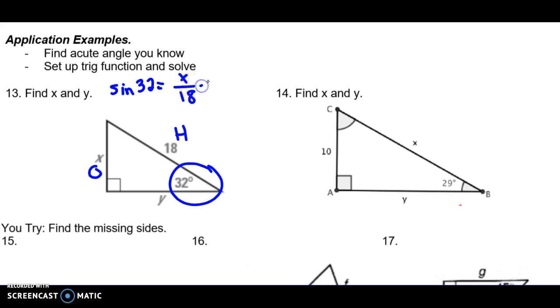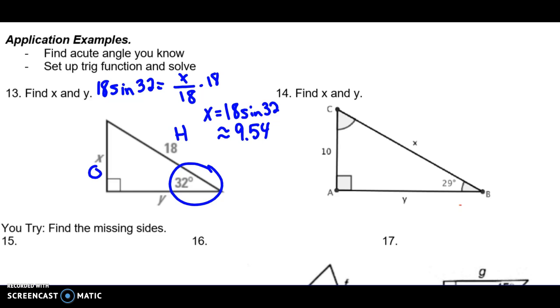To solve here, we want to get rid of the fraction, so I'm going to multiply by 18 on both sides. So x equals 18 sine 32, which is approximately 9.54.